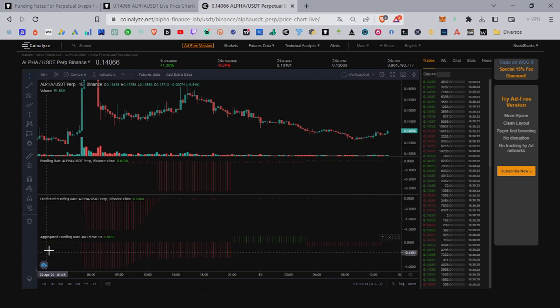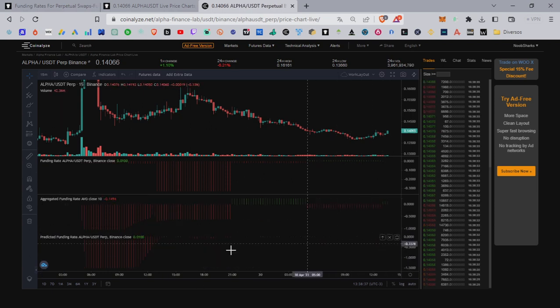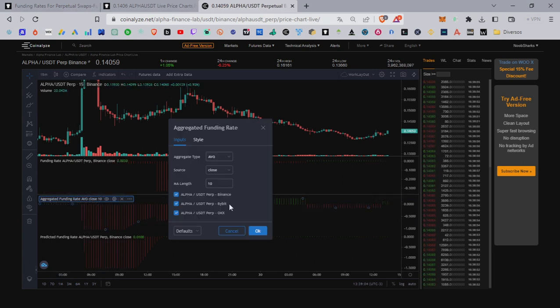Great. First of all, let's make this visible. I put the aggregated funding rate up just to compare with the funding rate. Let's see what it is. This is the funding rate of Alpha USDT on Binance. This is the aggregated funding rate for Alpha USDT. It means that here is only the funding rate at Binance. Here is an aggregated funding rate of the exchanges where Alpha is listed on perpetual futures.